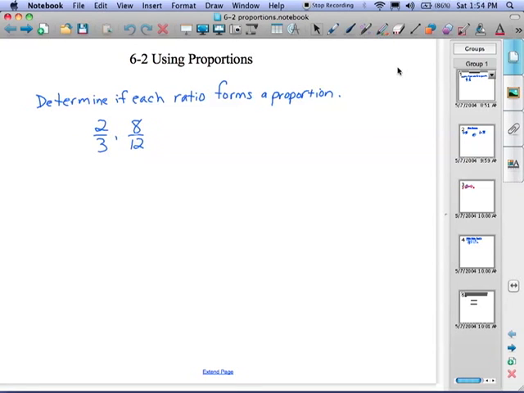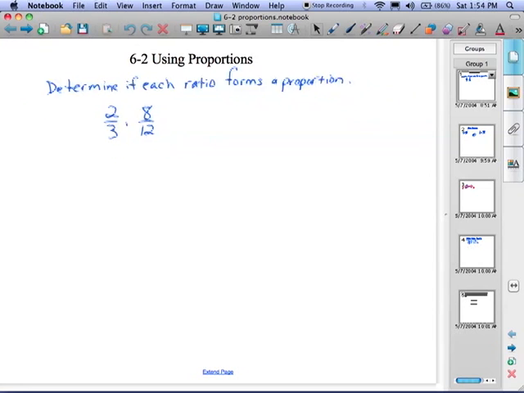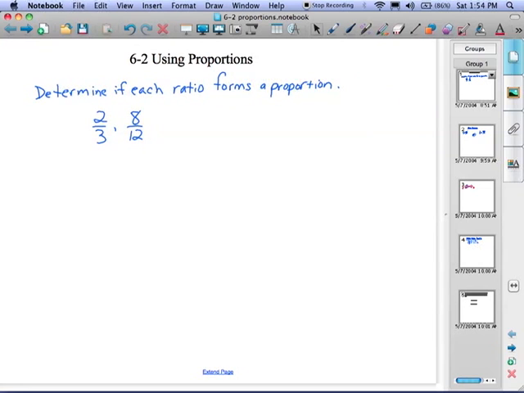6-2, using proportions. In this lesson, we're actually going to take a couple of ratios and put them next to each other and see if they form something called a proportion. You might know this from previous years where you had to determine if each fraction was equivalent. It's the same thing. In order to decide if 2/3 and 8/12 form a proportion, we have to use cross multiplication.